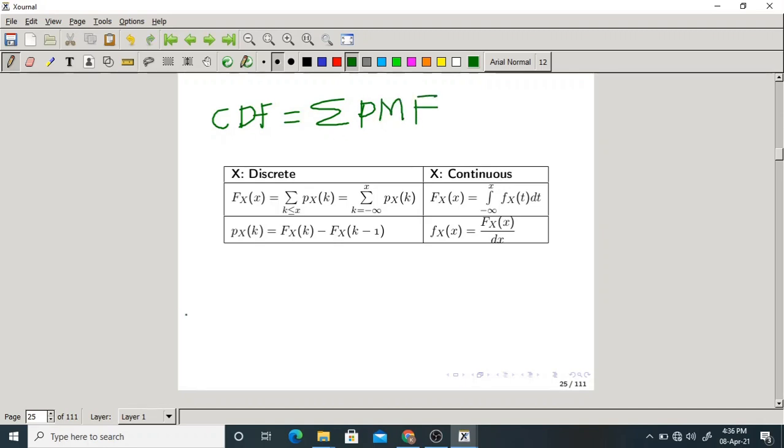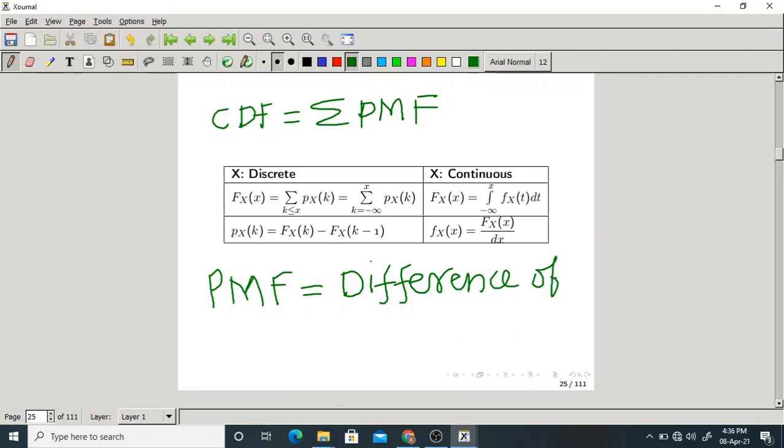Isn't it? Now what is PMF? Obviously, that is the difference of CDF. What difference? First difference. You are taking the difference between F_X of k and F_X of k minus 1. Something like taking the difference between x of n minus x of n minus 1. Present value minus previous value. In the same way, present CDF minus previous CDF. It is called difference, first difference.